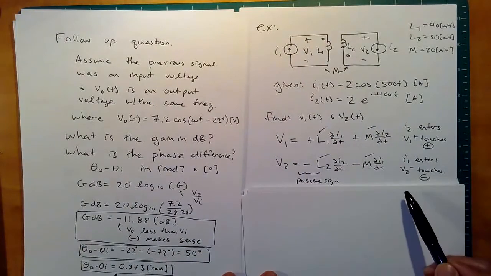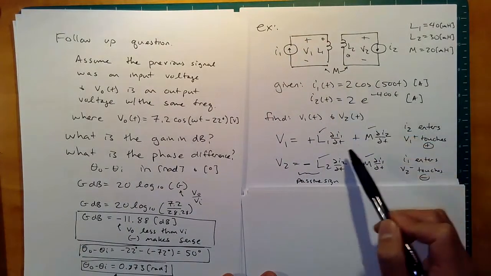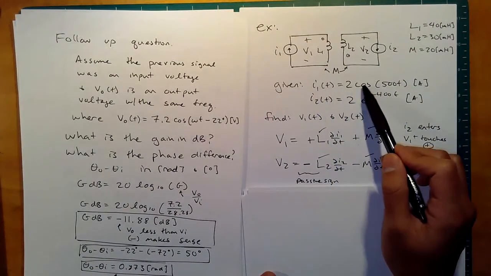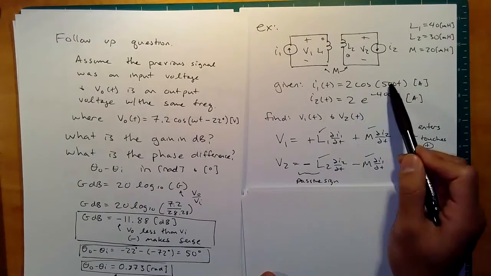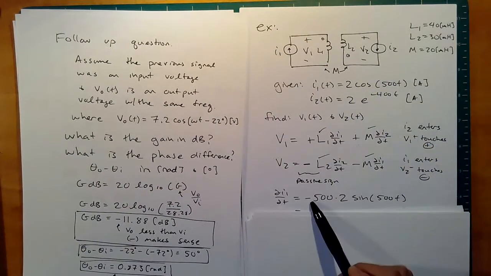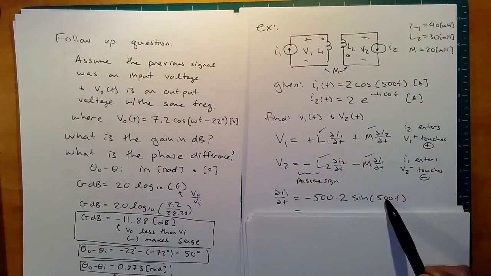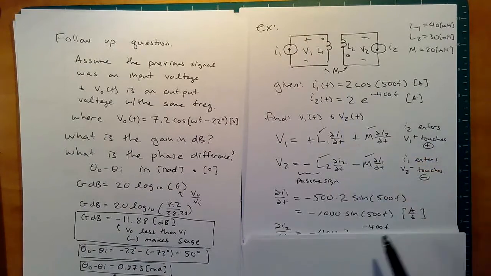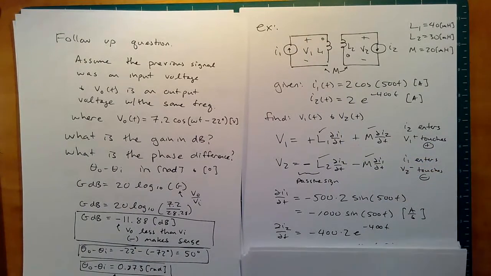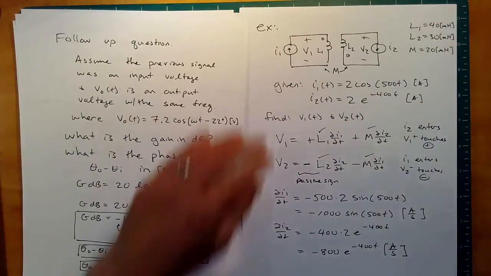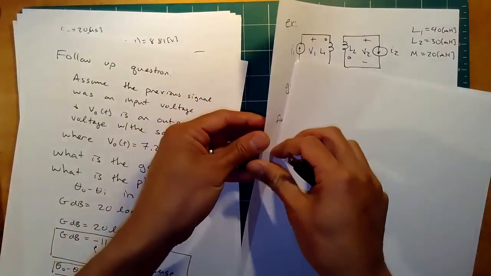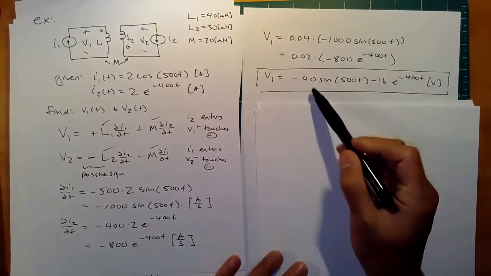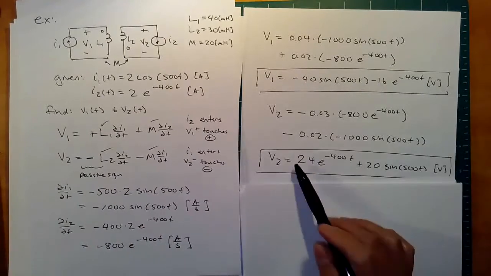Then what I can do is take the derivatives of these and punch them in. Pretty straightforward. The derivative of cosine is negative sine, and I pull out the 500, so negative 500 times 2 sine of 500t. The derivative of the other one is also easy: you bring the negative 400 down, so negative 400 times 2 e to the minus 400t. Then I just pop these in. Very simple example, and once I punch everything in, I see that I get this. V1 is this, and V2 is this.